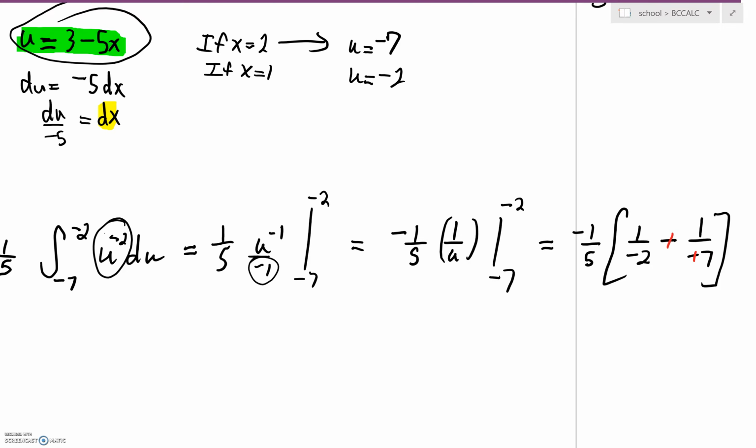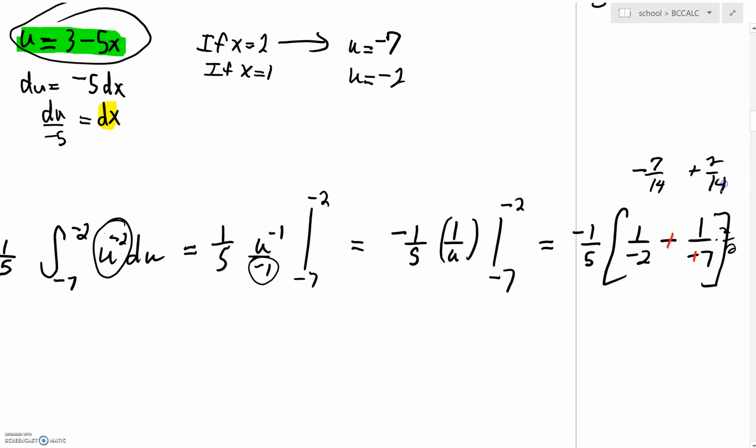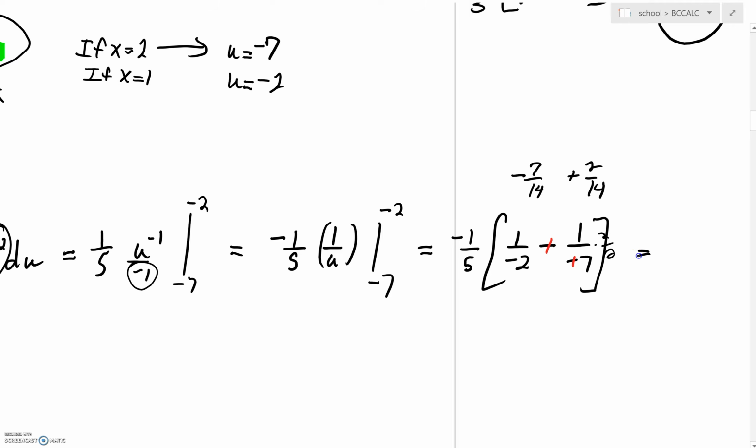So that's all well and good. Let's see where we're going next. If we were to get a common denominator of 14, this negative 1/2, if I multiplied by 7 over 7, I'd wind up with negative 7 over 14. Multiply by 2 over 2 here, and we'd get 2 over 14. So we'd get negative 5 over 14. And then, of course, out in front, we'd have a negative 1/5.